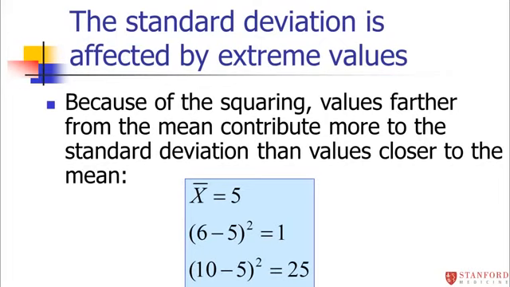And one of the consequences of that squaring trick is that values that are farther from the mean are going to contribute more to the standard deviation than values closer to the mean. So for example, if the mean is 5, then a value of 6 is only 1 away from the mean. If you square 1, you're still at 1. But if you are 5 away from the mean and you square 5, you're amplifying that distance. So now it's a distance of 25. All this says is that extreme values are going to have a lot of influence on the standard deviation, in the same way they influence the mean.